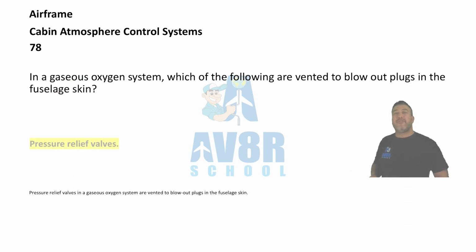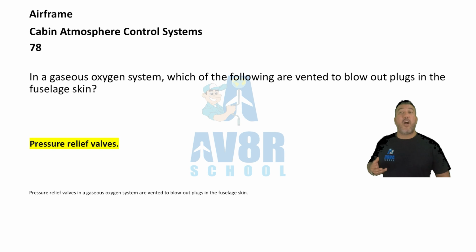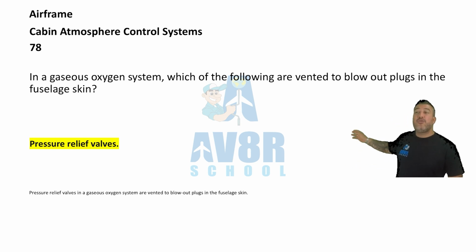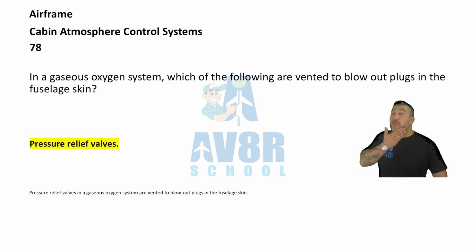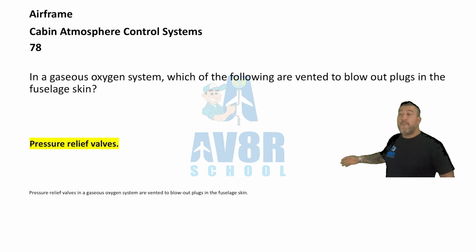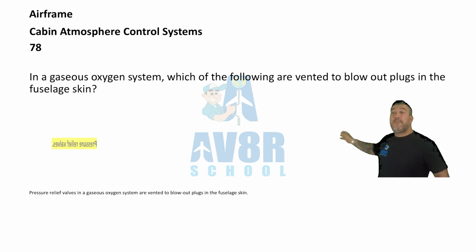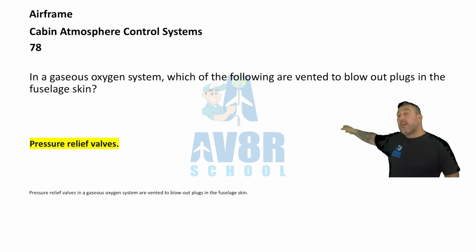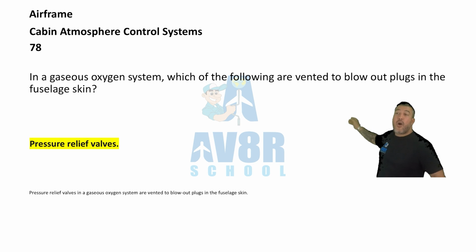Number 78. Pressure relief valves. In a gaseous oxygen system, which of the following are vented to blowout plugs in the fuselage skin? Pressure relief valves. So in a gaseous oxygen system, the components vented to blowout plugs in the fuselage skin are the pressure relief valves.